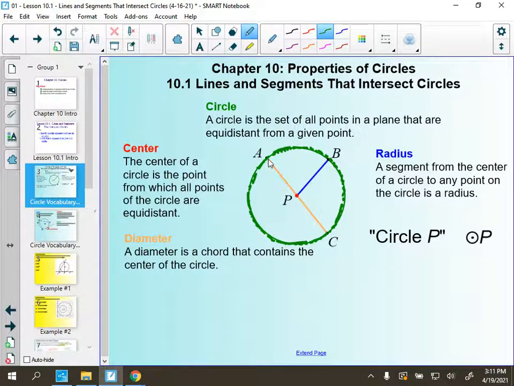Within a diameter, you have two radii, that's the plural. So radius AP, segment AP, and radius PC. When I put two radii together, I end up with a diameter. So lengthwise, a diameter is always going to be twice as long as a radius. Those are a couple of the big things that I'm guessing a lot of us had seen and talked about in previous courses.